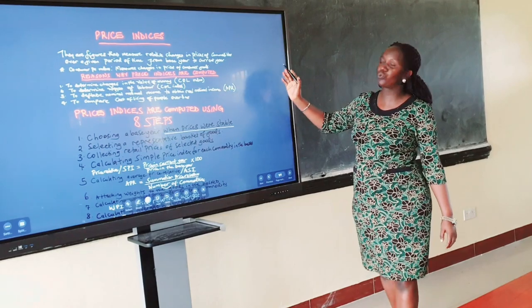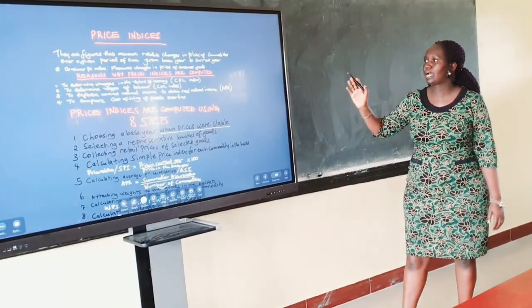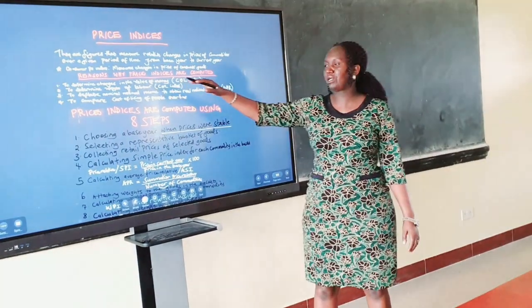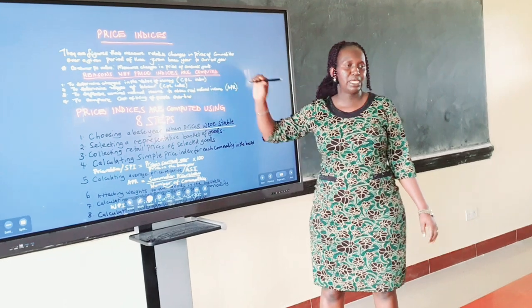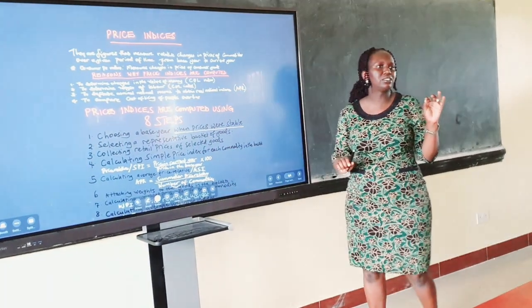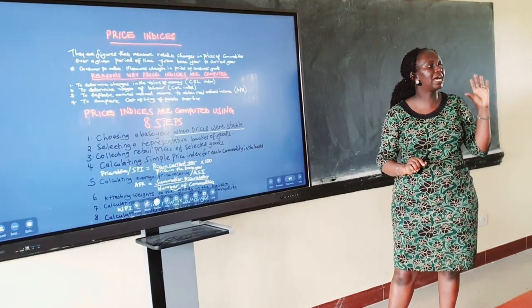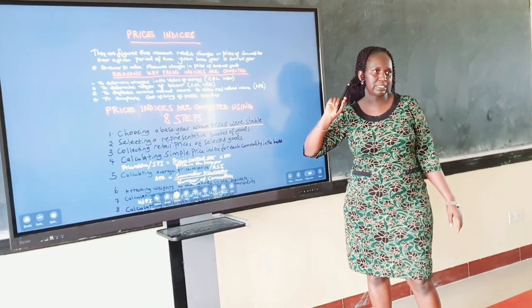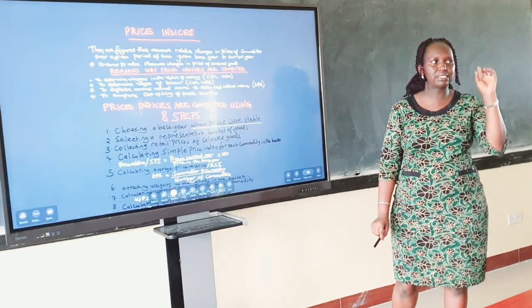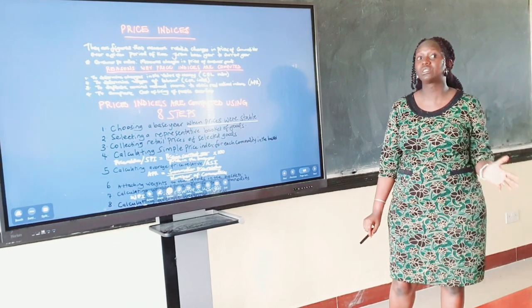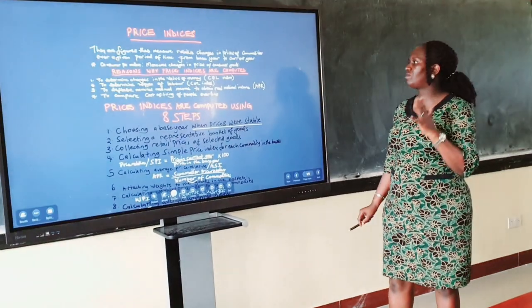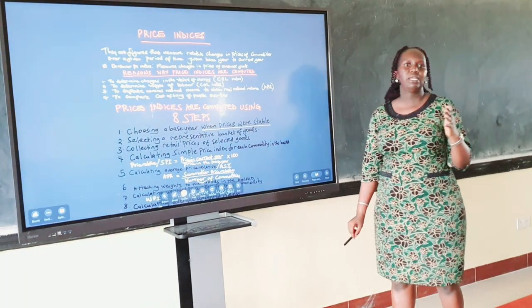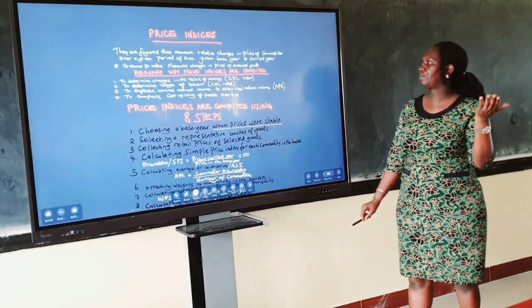There are various reasons why we compute price indices, and one of them is to measure the value of money. Now, when we compute price indices, the figure that is the average price relative is called the cost of living index. So when the cost of living index is high, money has lost value. When the cost of living index is low, then money has greater value.